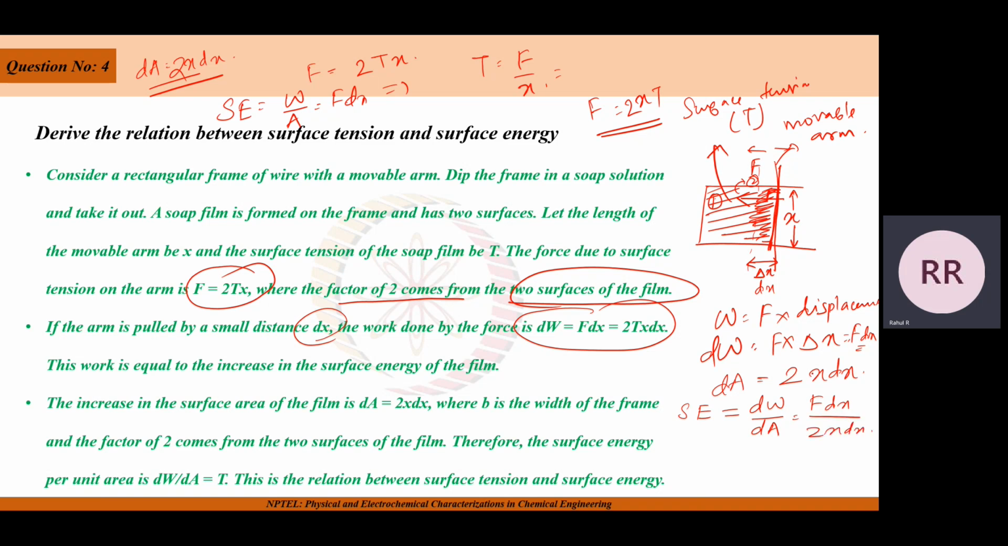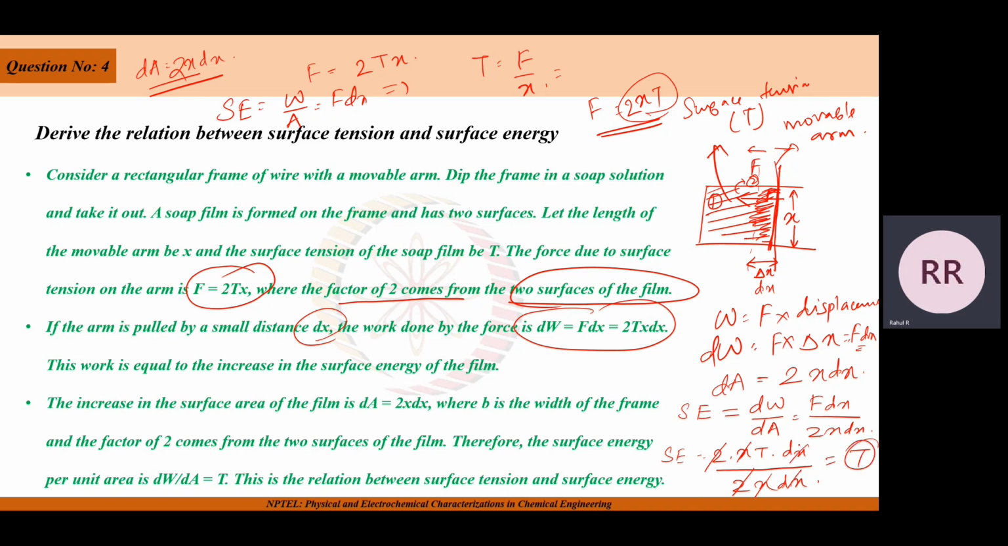We know F. What was F? F is equal to 2 into x into T. So surface energy is equal to 2 into x into T into dx, divided by 2x dx. I hope you guys can now easily do this.